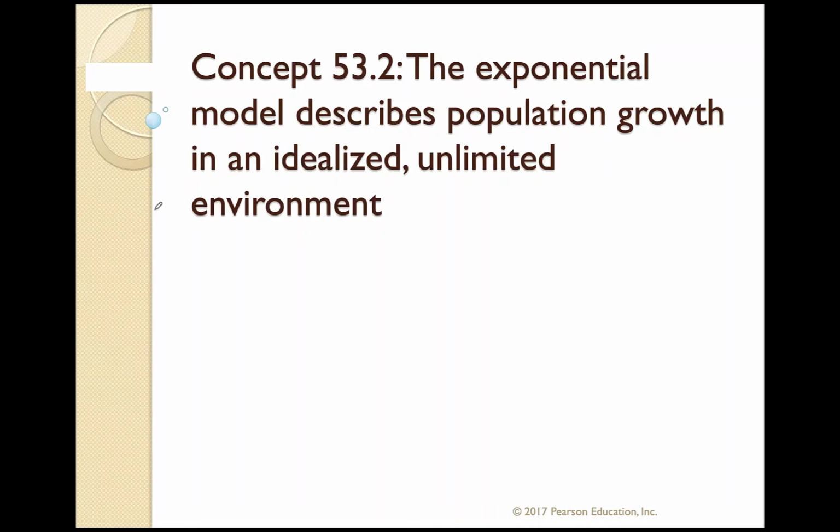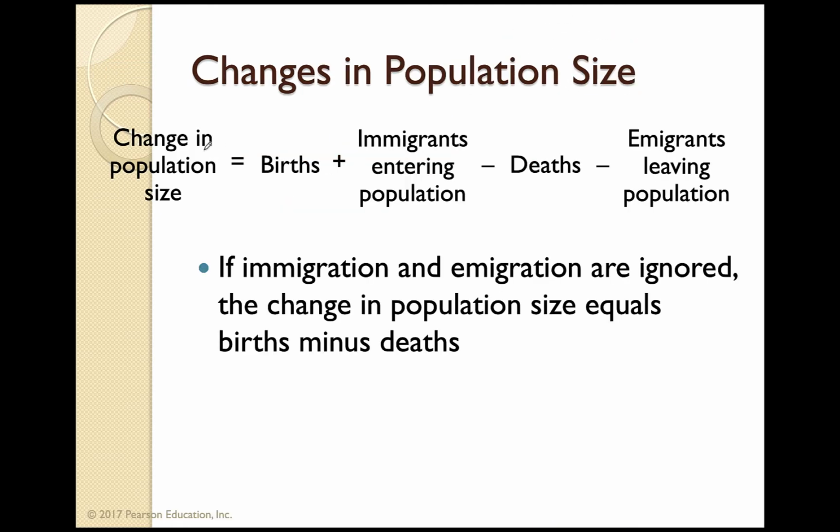So this chapter section is going to look at change in population, so population growth, using the exponential growth model. When we look at population change, there were four things: births and immigrants that add to the population, and then deaths and emigrants, which detract or remove from the population.